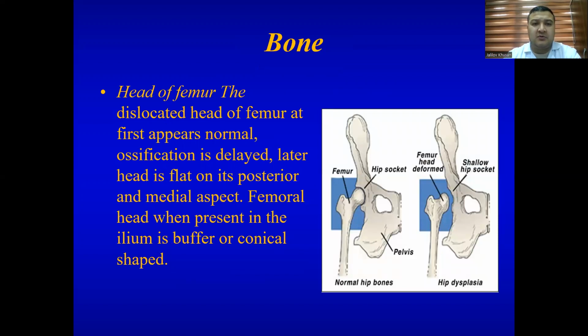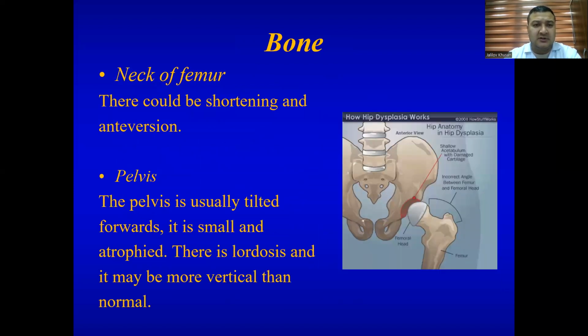Head of the femur: the dislocated head of the femur at first appears normal. Ossification is delayed later and the head is flat on its posterior and medial aspect. The femoral head, when present in the ilium, is button or conical shaped. Neck of femur: there could be shortening and anteversion. Pelvis: the pelvis is usually tilted forwards.